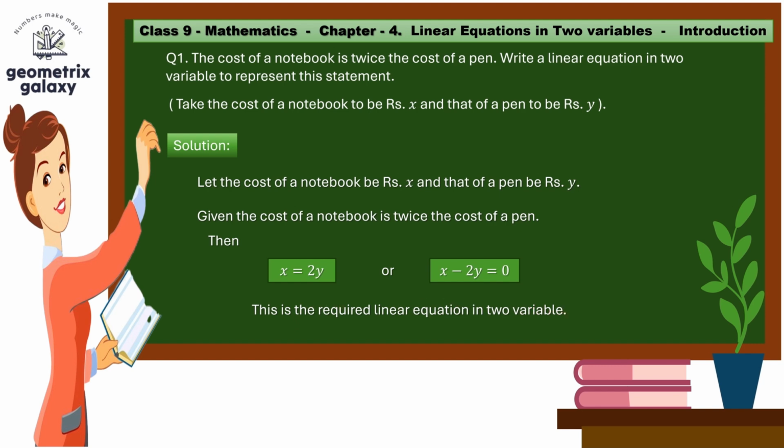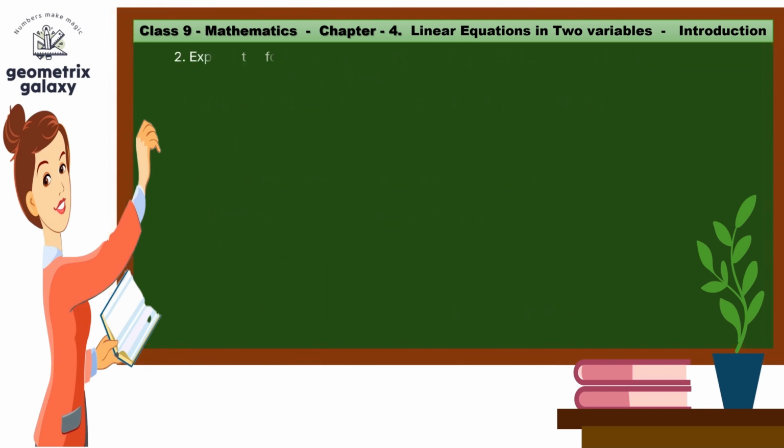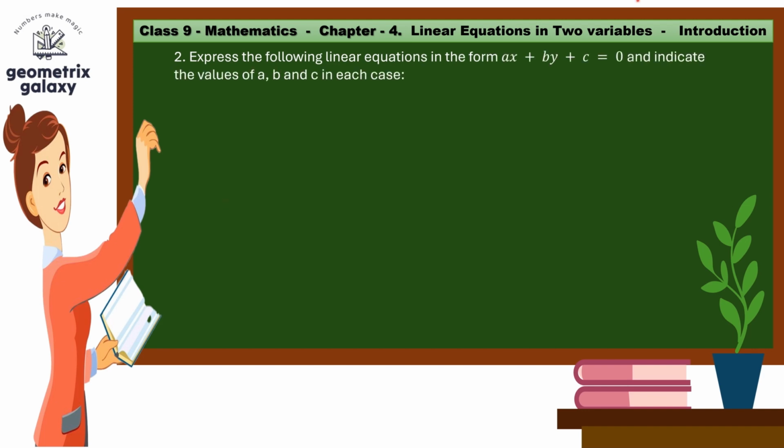Now let us see question number 2. Express the following linear equation in the form ax plus by plus c is equal to 0 and indicate the values of a, b and c in each case. Here we have 8 subdivisions. Let us see one by one.